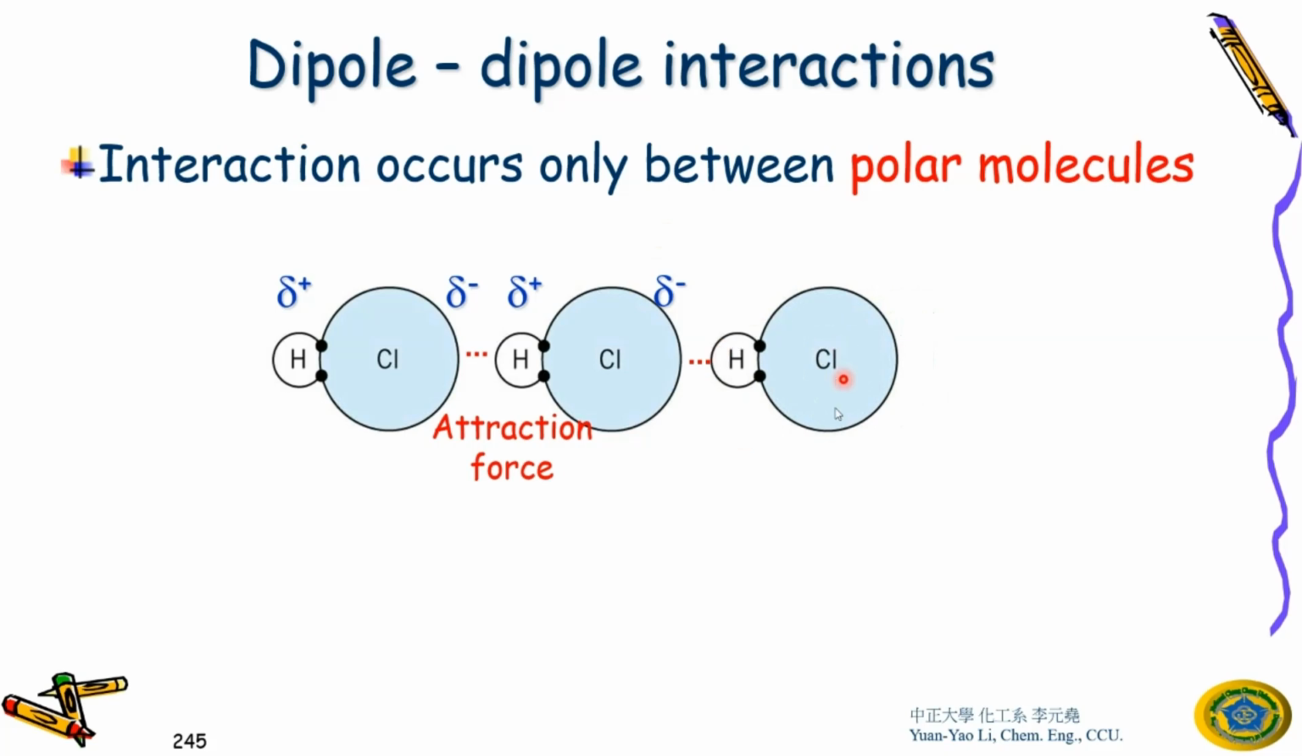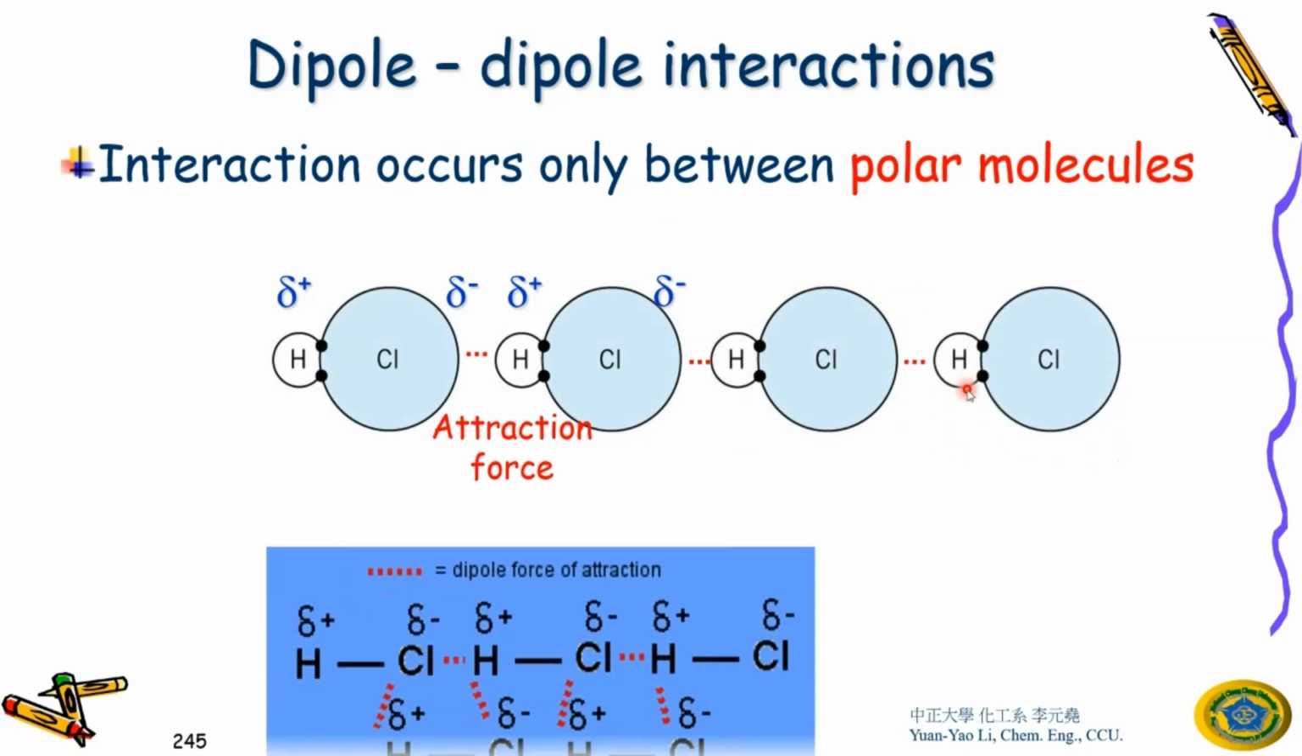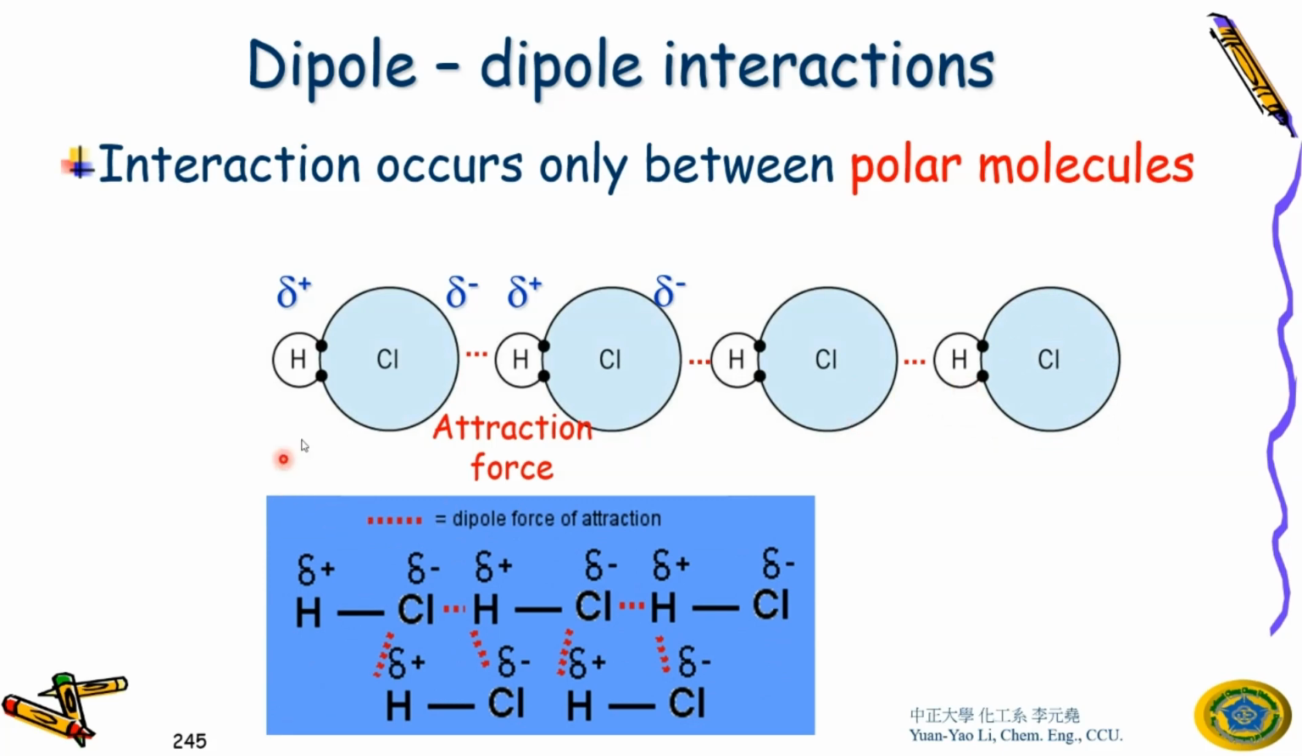Okay, and then you have a third one, a fourth one, and you make something like this. Of course, you can make it as a line, as a two-dimensional distribution, or as a three-dimensional distribution of the hydrogen chloride. You can make bonds, and this is called van der Waals bond.